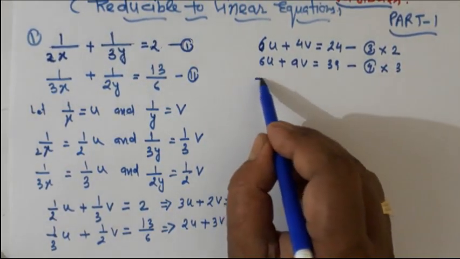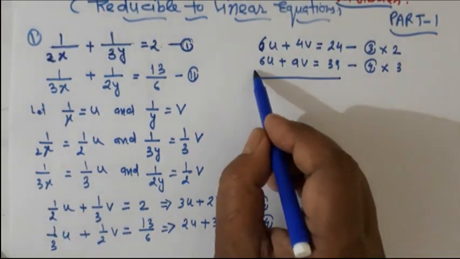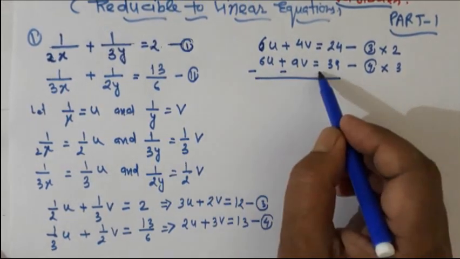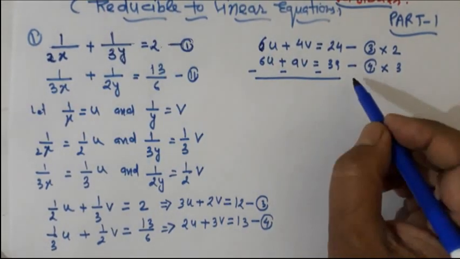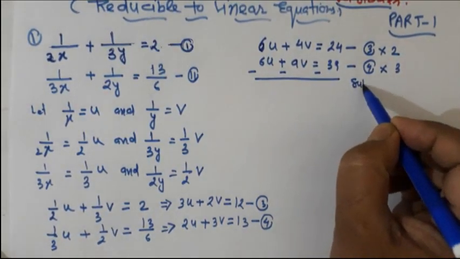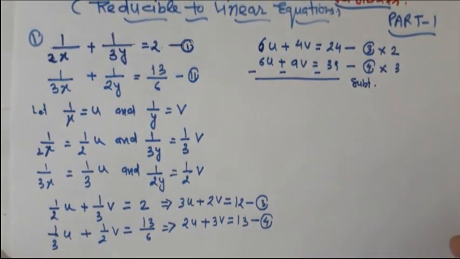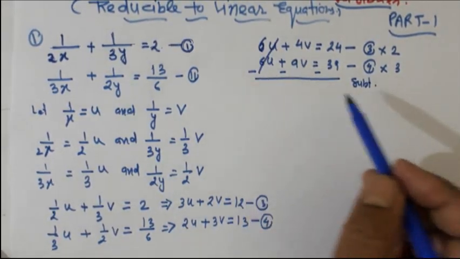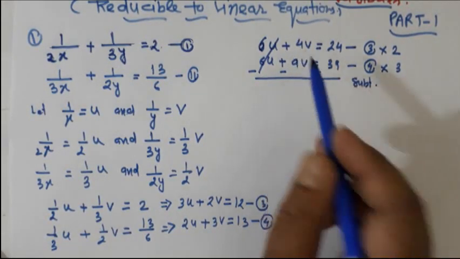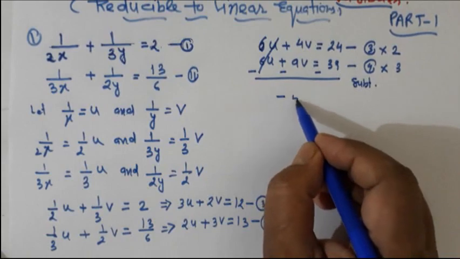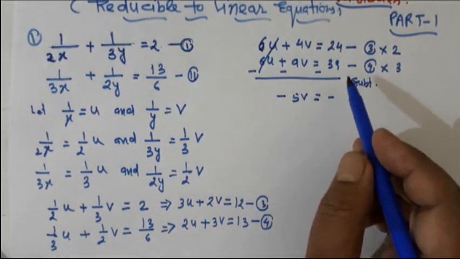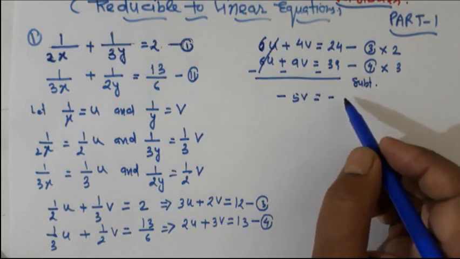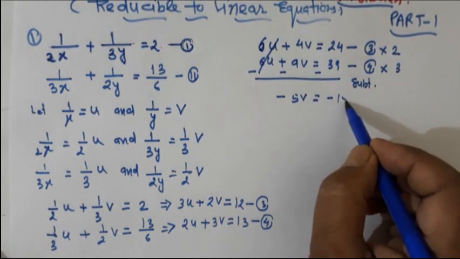Now we have to cancel u, so we change the signs, because for cancellation the signs should be different. When you change the signs and subtract, u and u are cancelled, and minus 9v plus 4v gives minus 5v, which is equal to minus, and changing the sign, you will get minus 15.